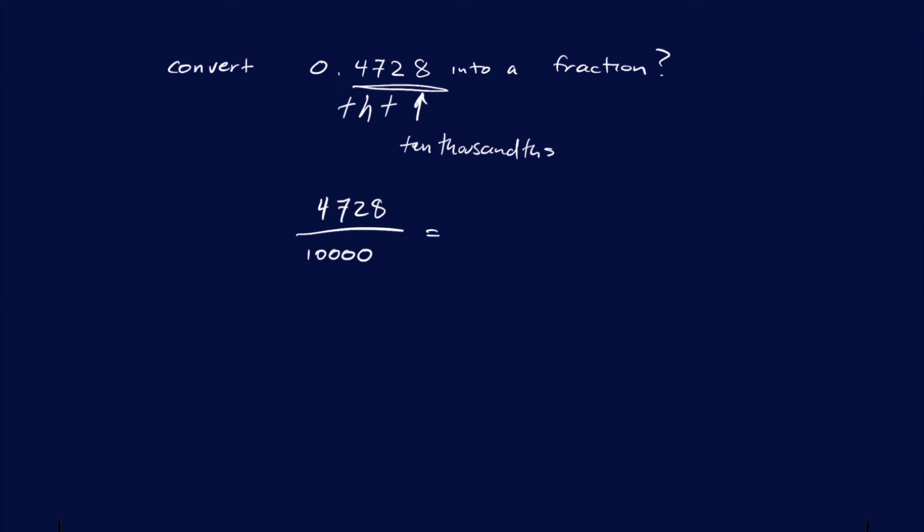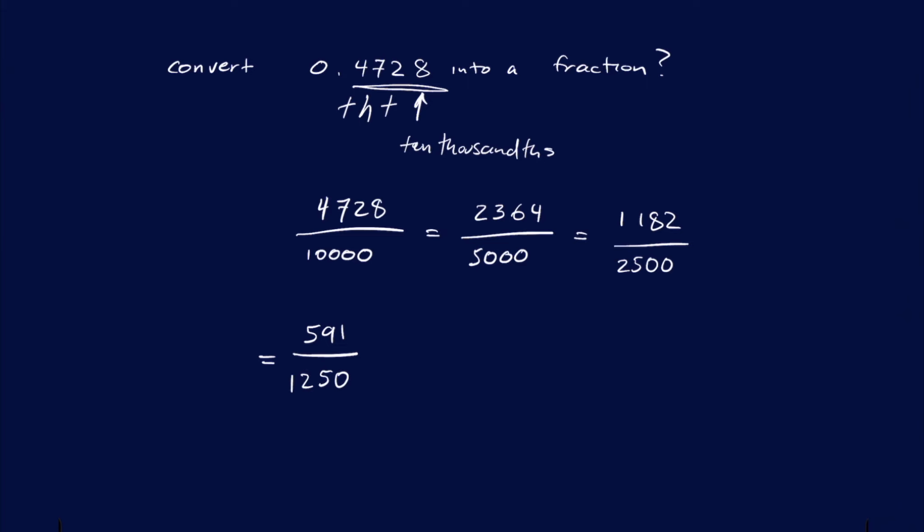And now we just have to divide 4728 and 10,000 by 2 to simplify the fraction. So 4728 divided by 2 is 2364, and 10,000 divided by 2 is 5,000. So then 2,364 divided by 2 is 1,182. 5,000 divided by 2 is 2,500. Then if we divide these numbers by 2 again, we get 591 over 1,250. And this is our final answer.